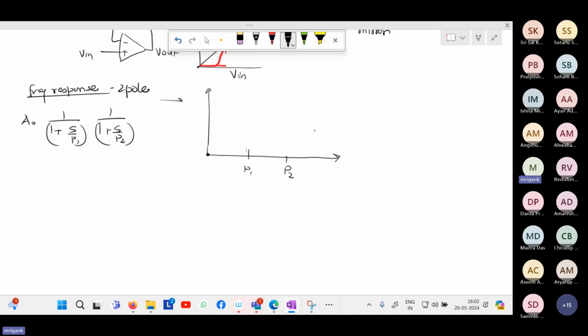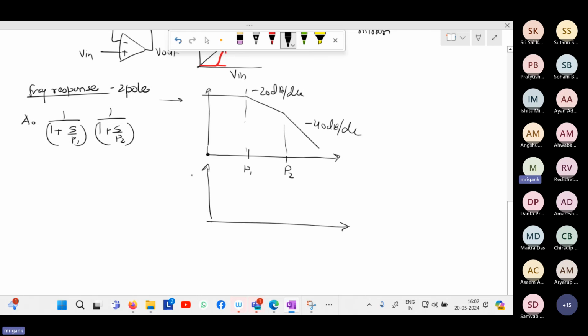So you will have two poles, P1 and P2. What do we get? At P1, the magnitude will start dropping by 20 dB per decade. At P2, it will start dropping by 40 dB per decade: minus 20 dB per decade, and here minus 40 dB per decade. This is your magnitude in dB. And what about the phase response? How does it look?